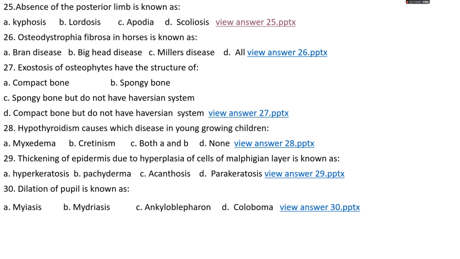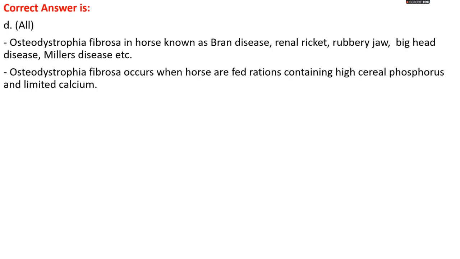Okay. Question number 26. Osteodystrophia fibrosa in horse is known as option A, Bran disease, option B, big head disease, option C, Miller disease, option D, all. The right answer is option D, that is all. Osteodystrophia fibrosa in horse is known as bran disease, renal rickets, rubbery jaw, big head disease, Miller disease, etc. It occurs when a horse is fed a ration which contains high cereal phosphorus and limited calcium.